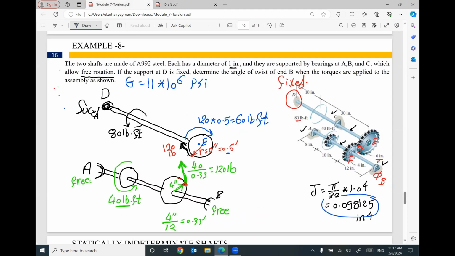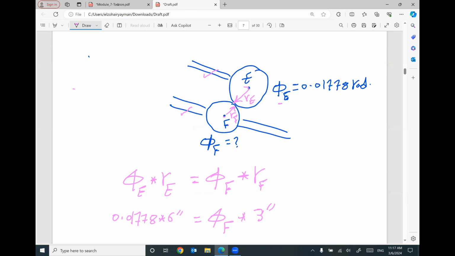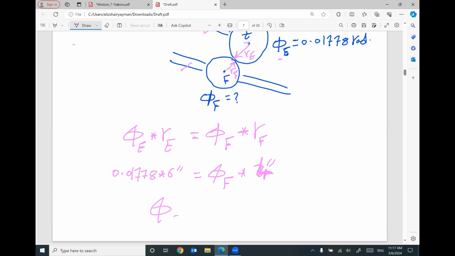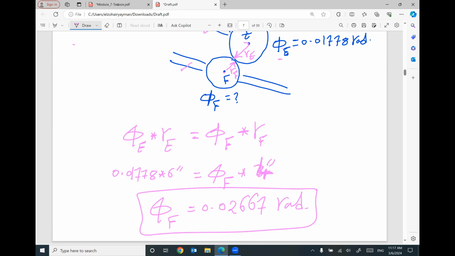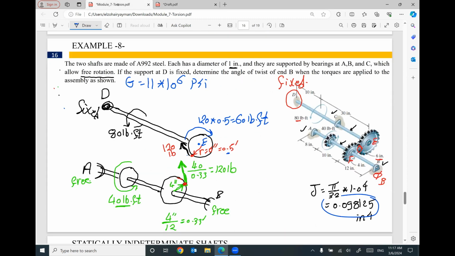Okay, I'm sorry, this one is 4 and this one is 6. So this one is 4. So the angle of twist of the shaft at gear F will equal 0.02667 radian. This is the angle of twist of the shaft AB at this point F.